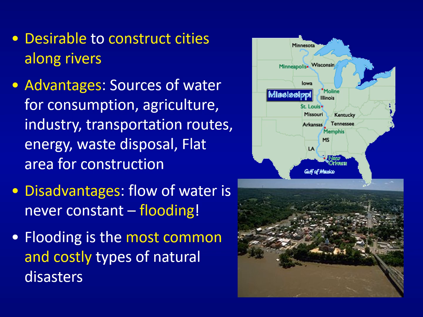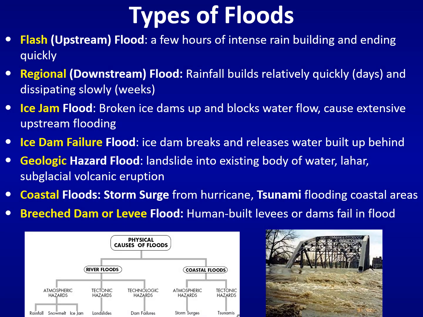However, of course, we know the disadvantage, flooding. Flooding is the most common and most costly type of natural disaster. So we're going to highlight the different types of floods here real briefly. So a flash flood is one of those floods that comes when you get a really big downpour of rain. The flooding that occurs there in the short term, that's a flash flood.